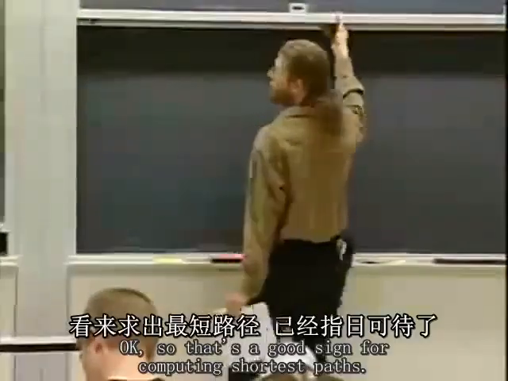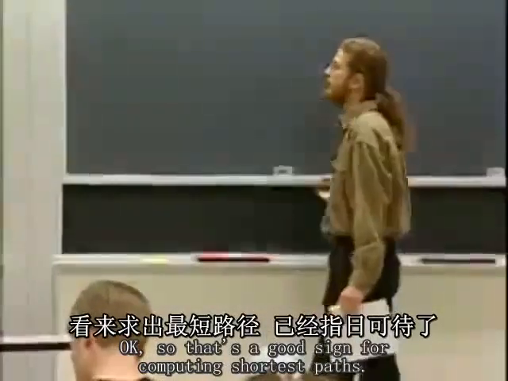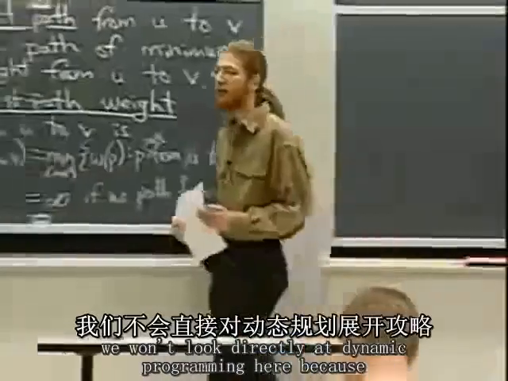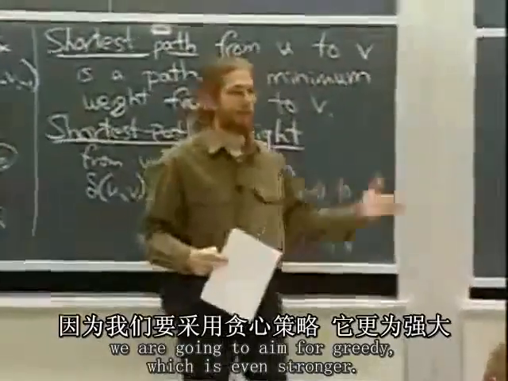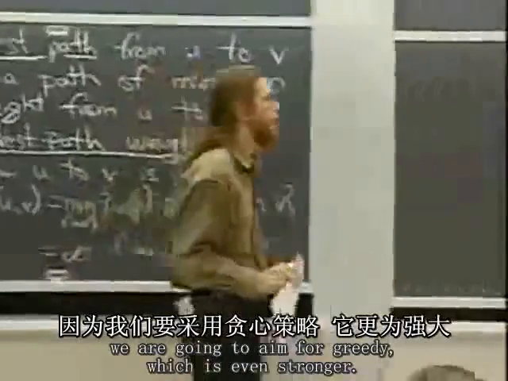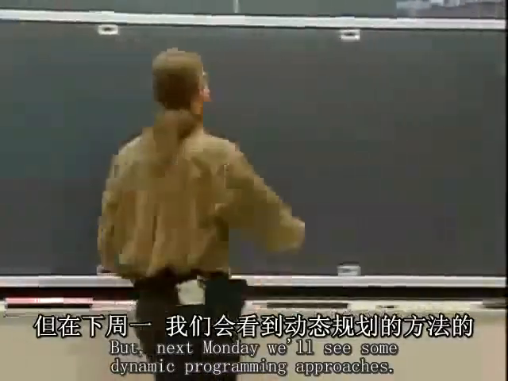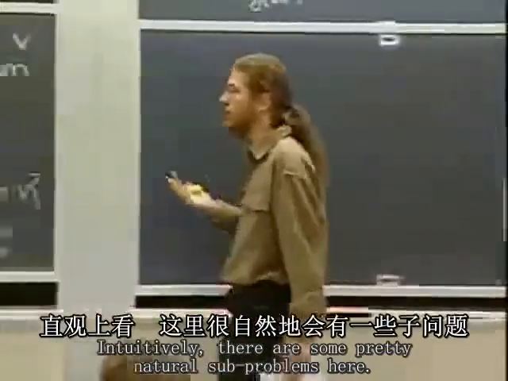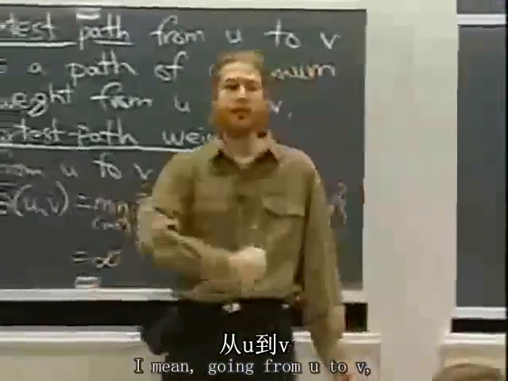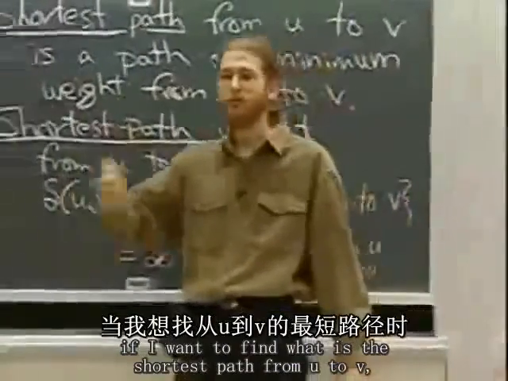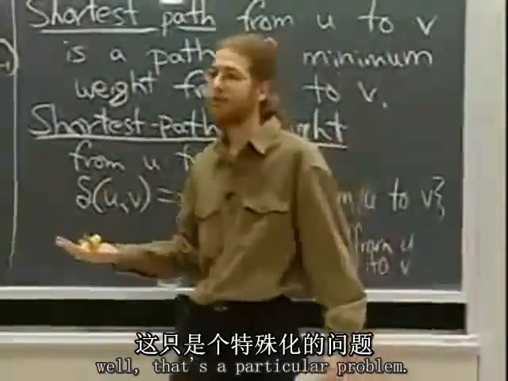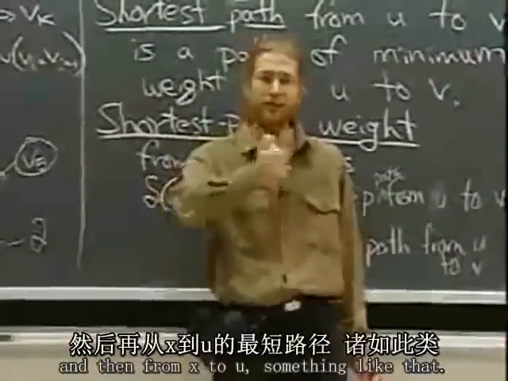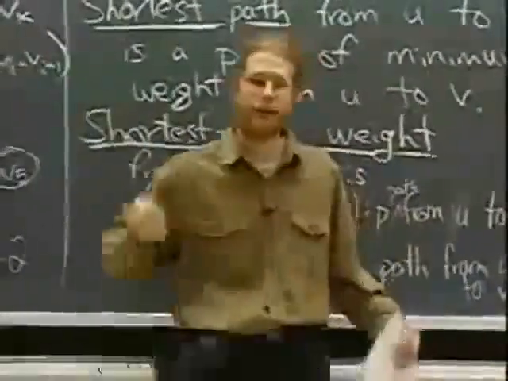Okay, so that's a good sign for computing shortest paths. In terms of dynamic programming, we won't look directly at dynamic programming here because we're going to aim for greedy, which is even stronger. But next Monday, we'll see some dynamic programming approaches. Intuitively, there are some pretty natural subproblems here. If I want to find the shortest path from u to v, well, that's a particular problem. Maybe it involves computing shortest paths from u to some intermediate point x and then from x to v, something like that. That feels good.